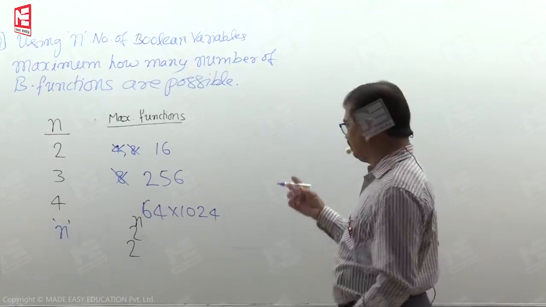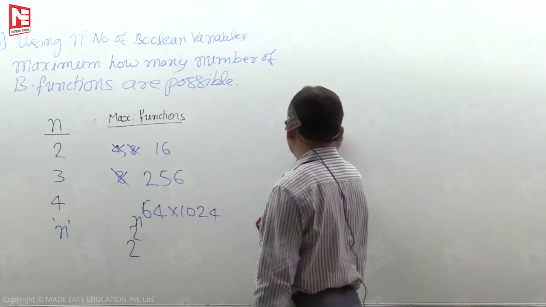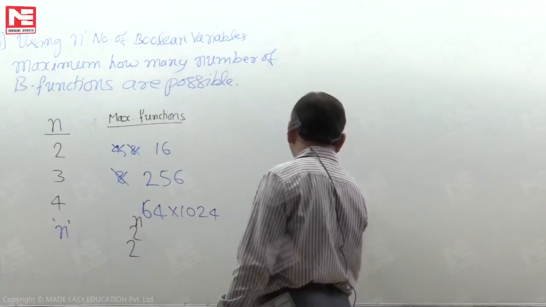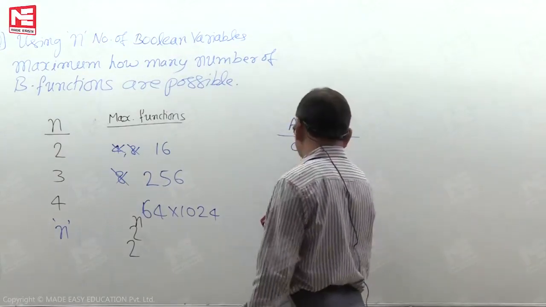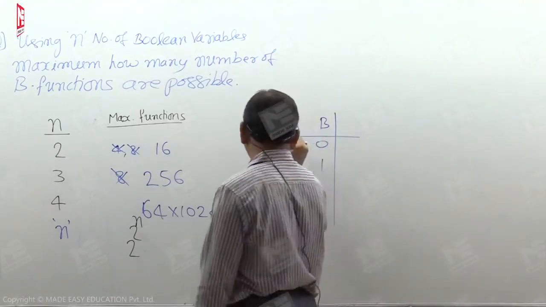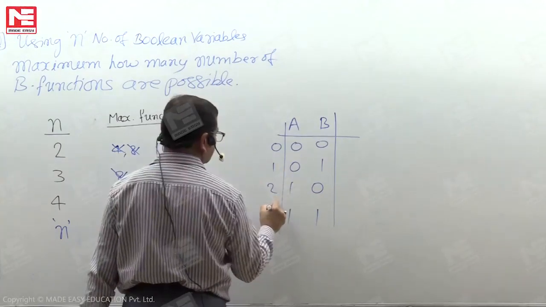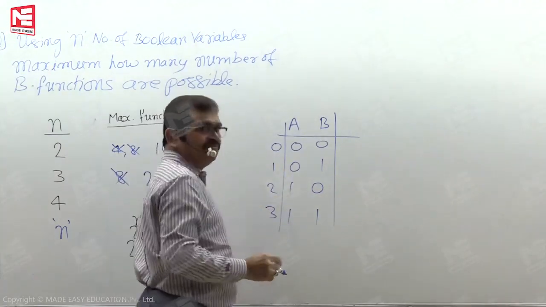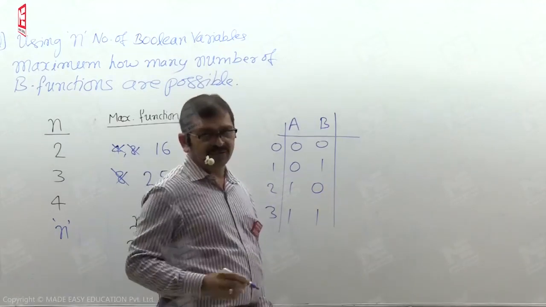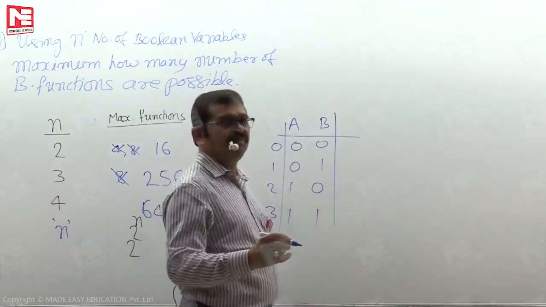So let me speak one of the possible ways we can speak the answer. On these 2 Boolean variables, there are 4 possible combinations. These are the 4 possible combinations. We have the possibility to develop a function taking any one combination as a minterm.